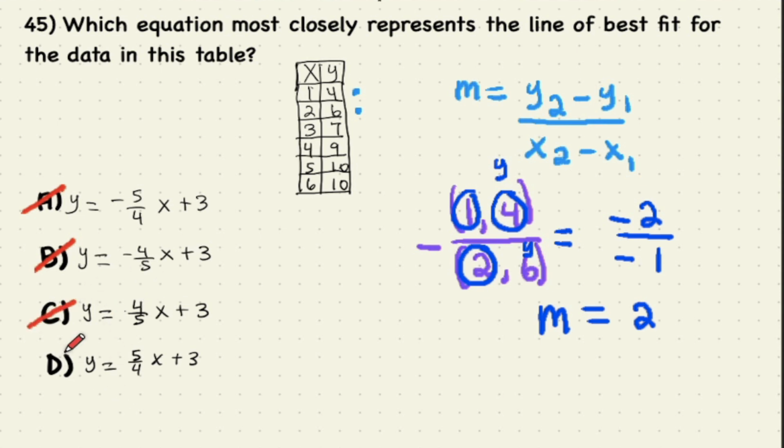Answer choice D is the correct answer. And the reason why is because we have an improper fraction. This value is greater than 1. And even though it's not exactly 2, we have to find out which equation most closely represents the line of best fit. And so in this case, it is y equals 5/4 x plus 3. Answer choice D. Okay, so let's go ahead and move on to number 46.